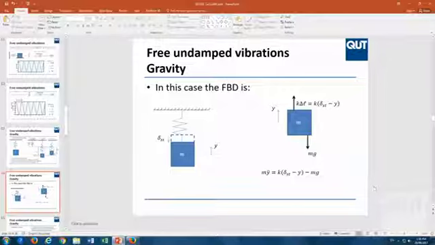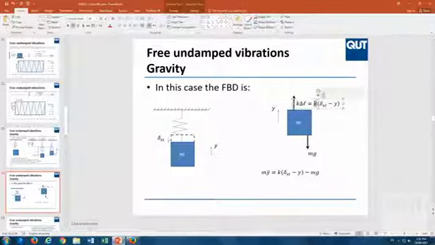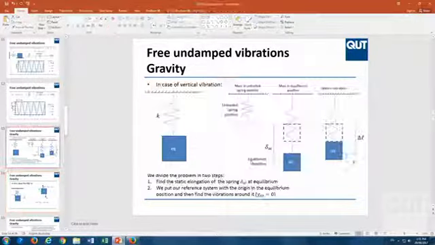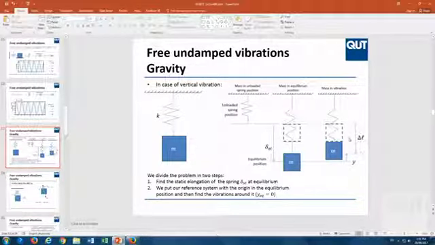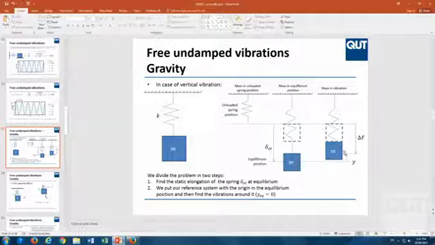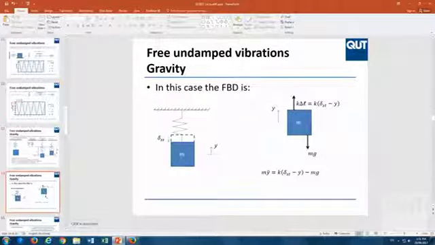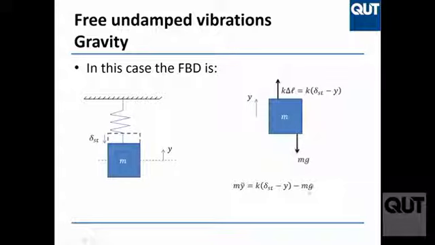Okay, this is k delta L, the force of the spring, which is equal to k multiplied by (delta static minus y). Because delta static makes it longer, y makes it shorter. So in total, the motion is delta L minus y. Clear? So delta L is delta static minus y. Clear? So k delta L is k (delta static minus y). So that's the equation of motion.